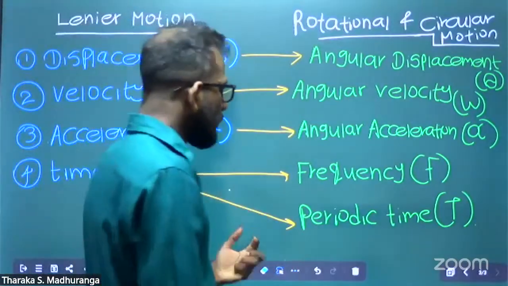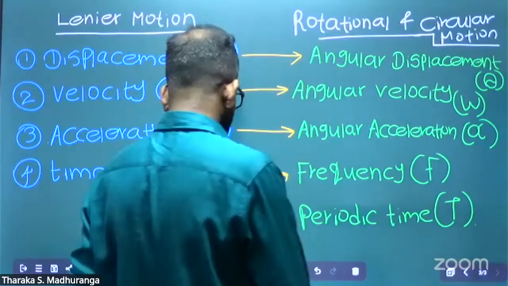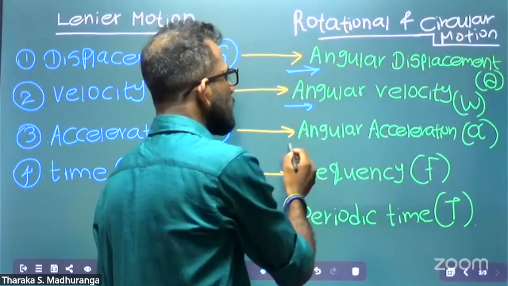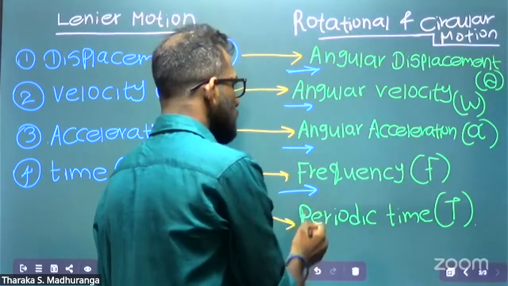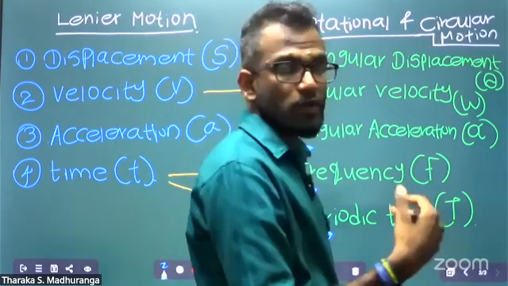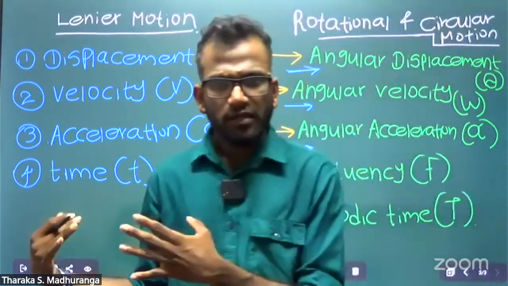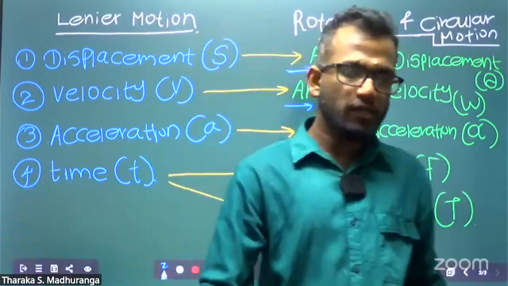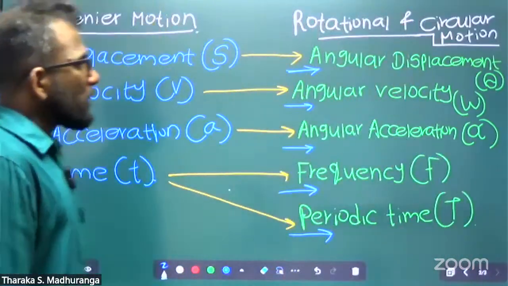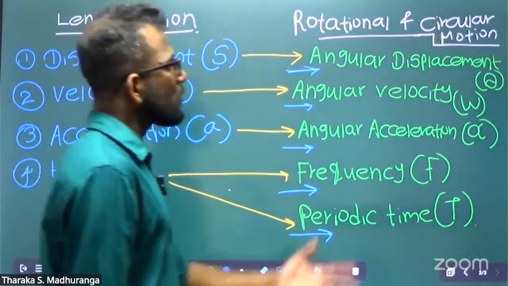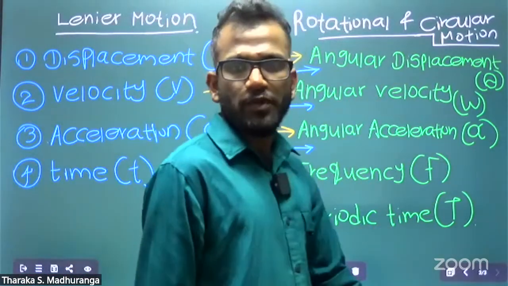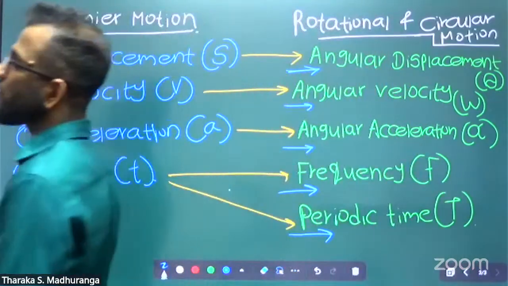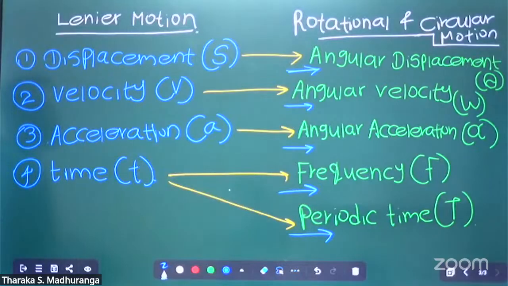Now our target: I'm going to discuss one by one what the angular velocity is, what the angular displacement is, what the angular acceleration is, what the frequency is, and what the periodic time is. If we complete this part, 60% of the lesson is complete. Then we have a very small part again. Understood up to now? That is the path we need to go in this lesson.